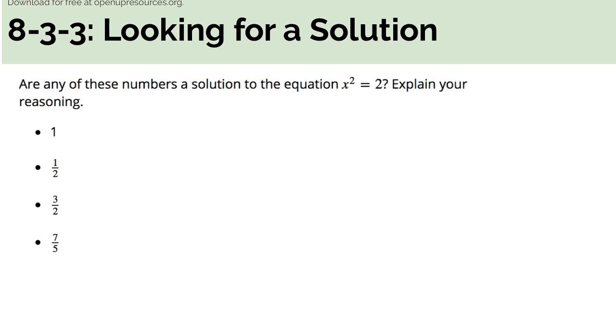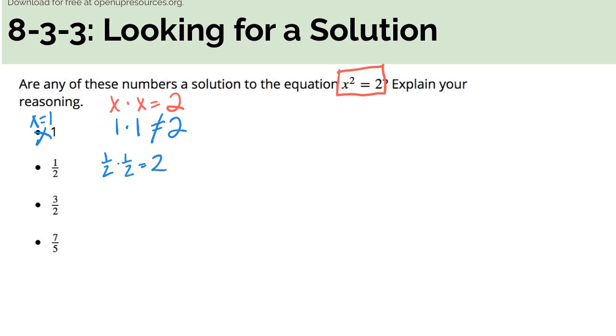In activity 3, we're focusing on the equation x squared equals 2, which really means x times x equals 2. And we're deciding if each of these, or if any of these, could be a solution to that. So looking at our first one, if x equals 1, then 1 times 1 equals 2. If we plug that in for x, does it make our equation true? No, it does not. So 1 is not a solution. We could go on to 1/2. What does 1/2 times 1/2 equal? 2? No, 1/2 times 1/2 equals 1/4. So that one doesn't work either.